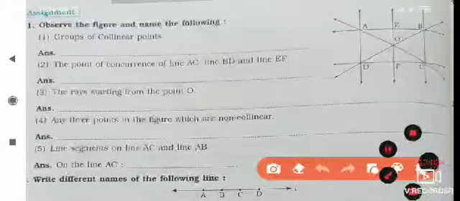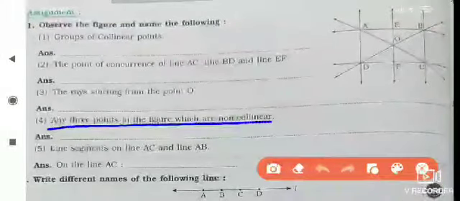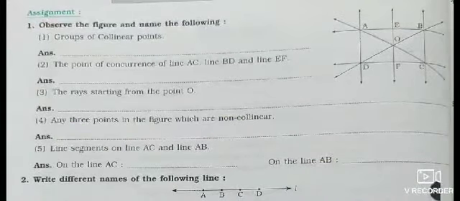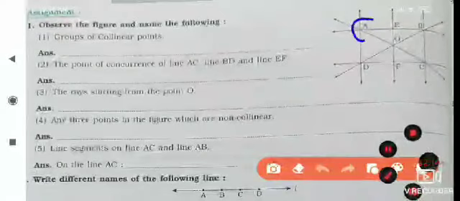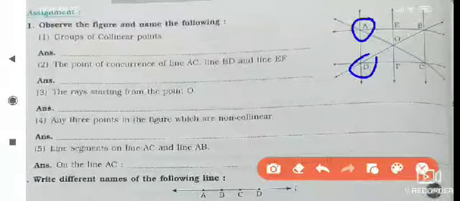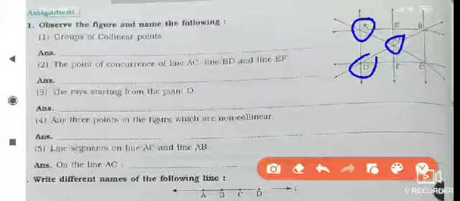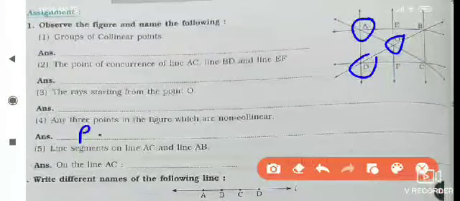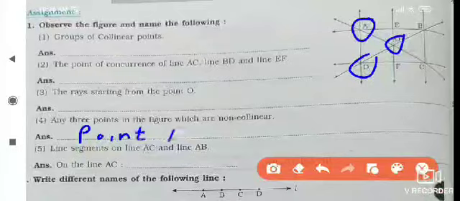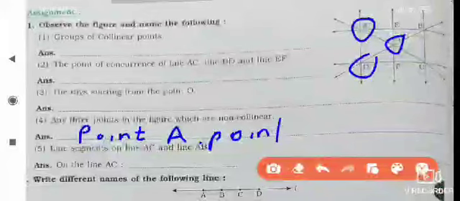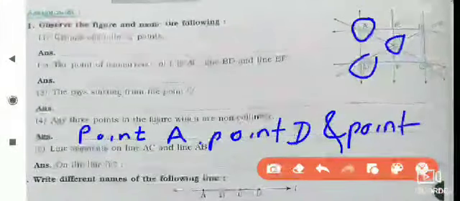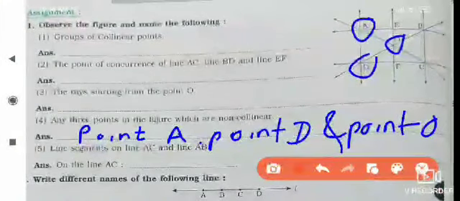Next, any 3 points in the figure which are non-collinear. So non-collinear means what? They are not on a straight line. So if you see in the figure, you will just find any points, point A, D, O. Okay, any 3 points in the figure which are not collinear. So right here, you can choose any points. Point A, point D and point O. This you can take.